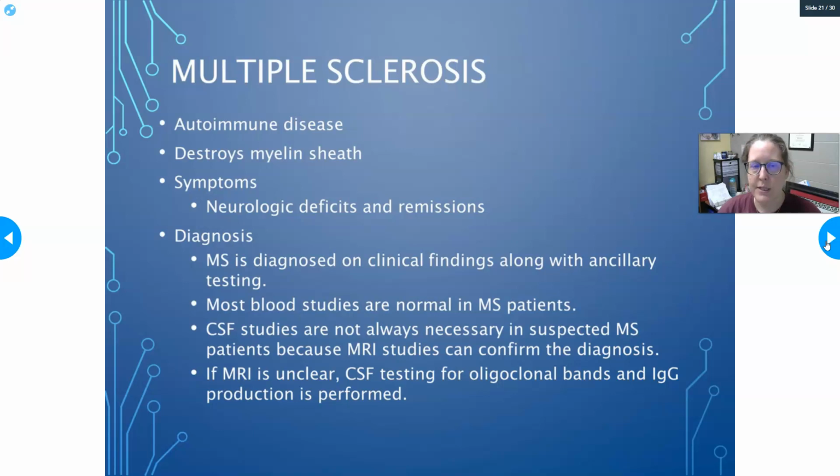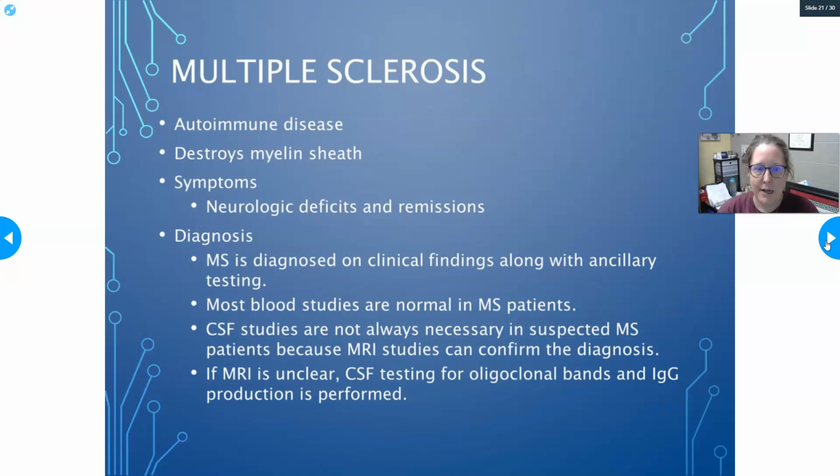Multiple sclerosis is an autoimmune disease that destroys the myelin sheath, and symptoms are of different neurologic deficits, and then there's a remission, and then there's relapse and remission and relapse. And so this is actually what our patient has. Our patient has multiple sclerosis, so that's Natasha's diagnosis.